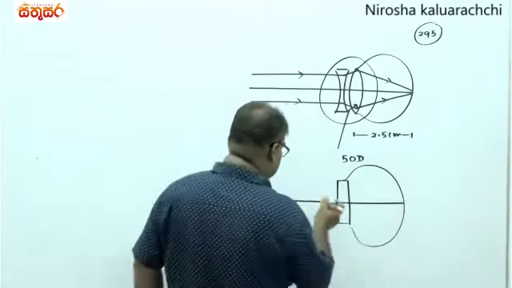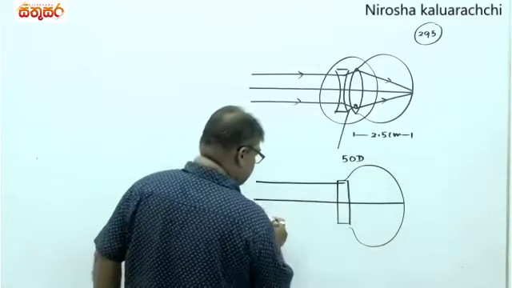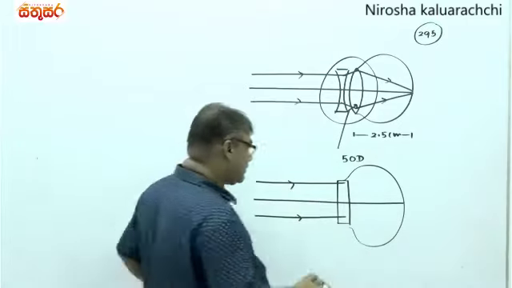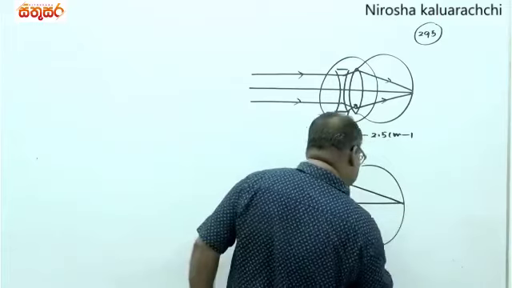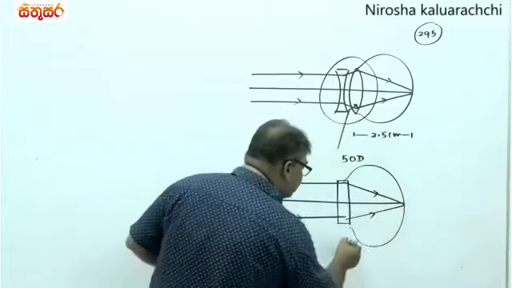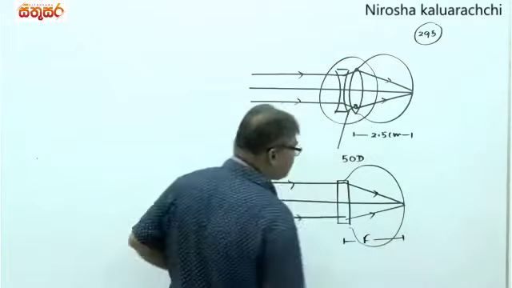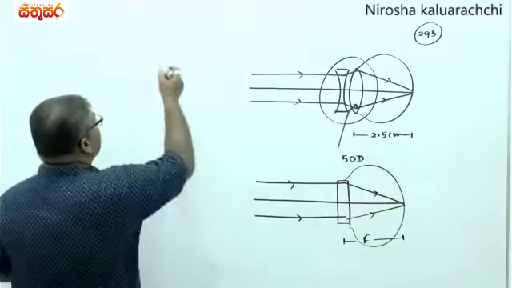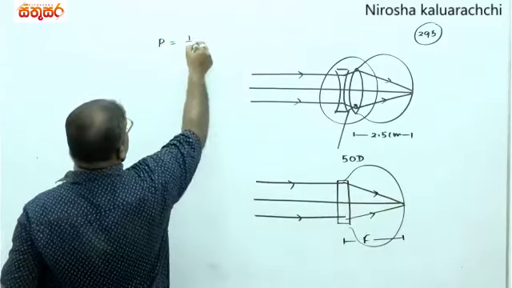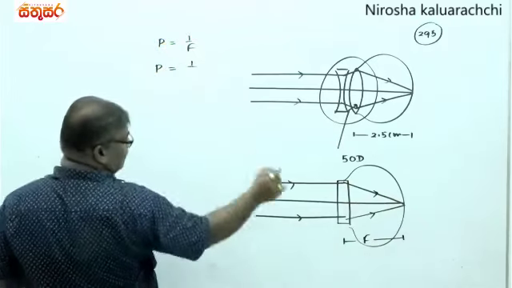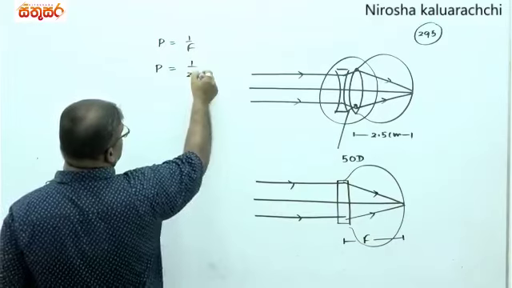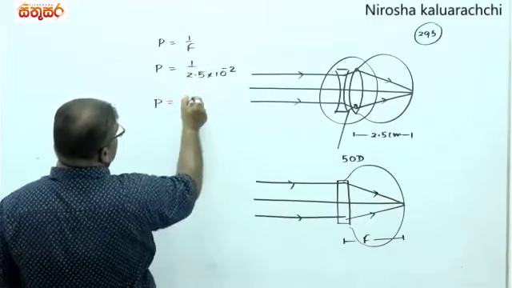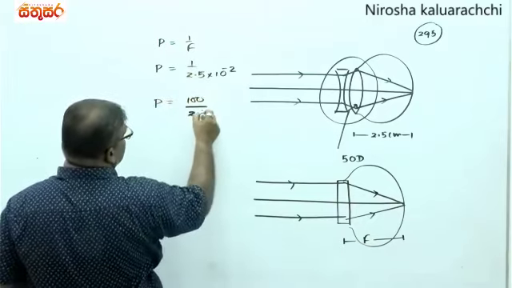When you keep the object at infinity, a parallel beam of light falls like this and then converges on the retina. Then this is the focal length of the combined lens. Then you can find the power of that combined lens. How? 1 over f, where f is 2.5 times 10 to the power minus 2 meters. Then power becomes 100 over 2.5.